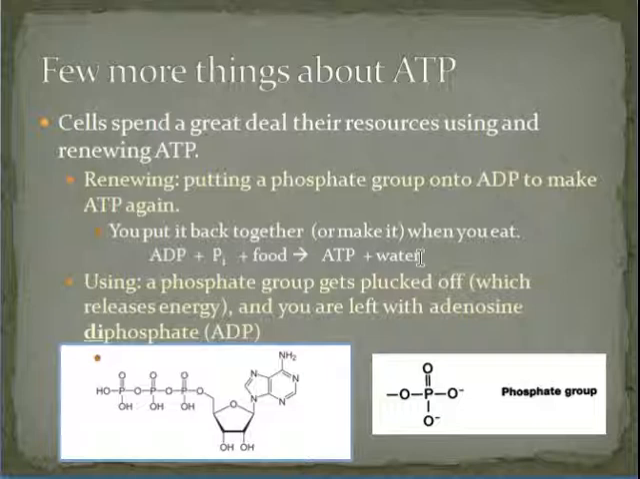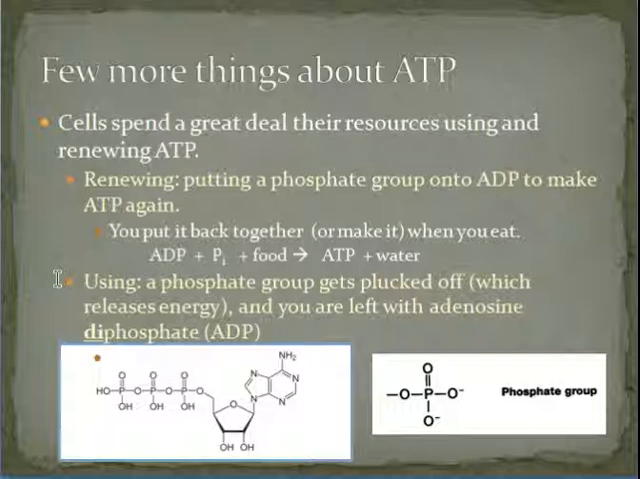And just as a side note, your body actually does make quite a bit of water from this process. Just obviously not nearly enough to sustain you or anything, but it does make quite a good amount. So that's how you renew it, or put it back together again, or make it.